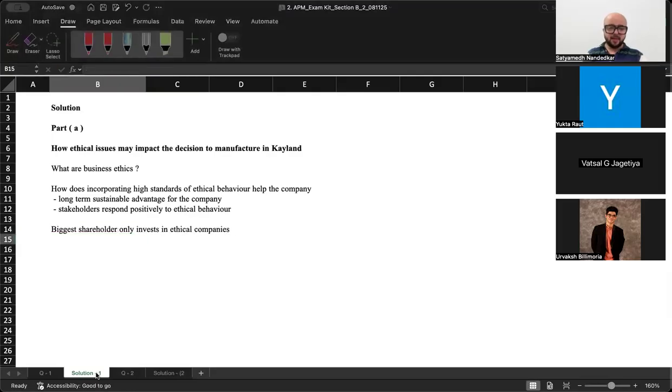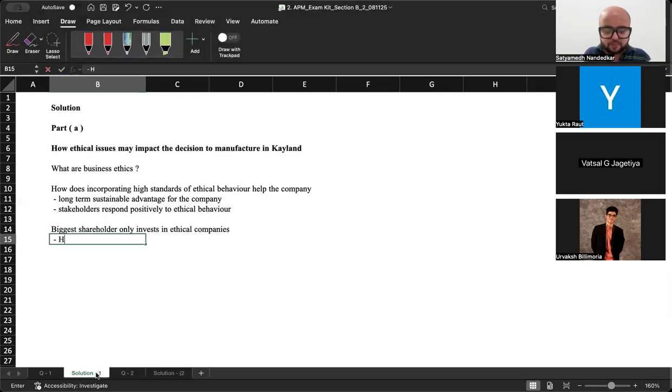Now you don't have to prepare the full Mendelow's matrix, but this is a high power, high interest shareholder. So what he or his opinion is going to strongly influence the company also, and he is at the highest level of satisfaction that you have to keep, right? So high interest, high power shareholder.